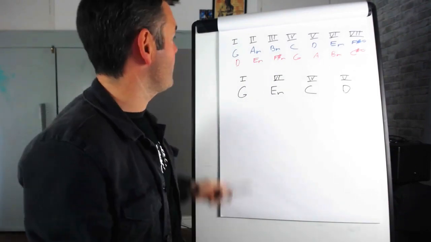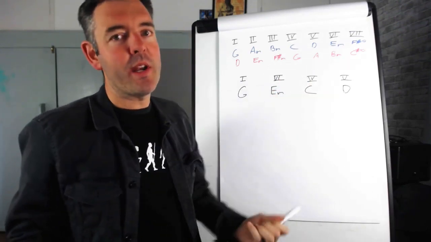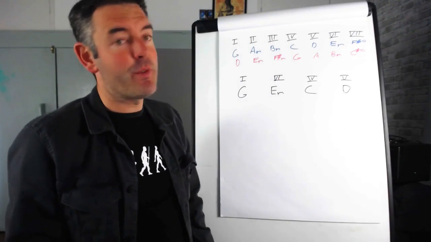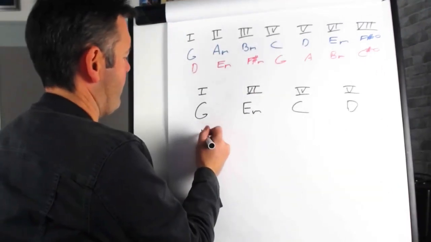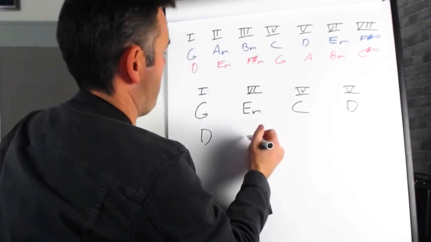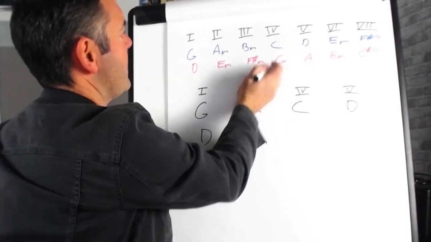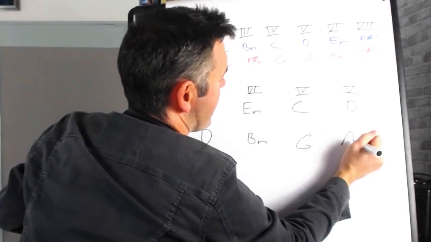We've got 1, 6, 4, 5. All we need to do is look at 1, 6, 4, 5 in the key of D. And it's really quite easy. You can see we've got 1, so we have D, 6 is B minor. 4 is G. And 5 is A.